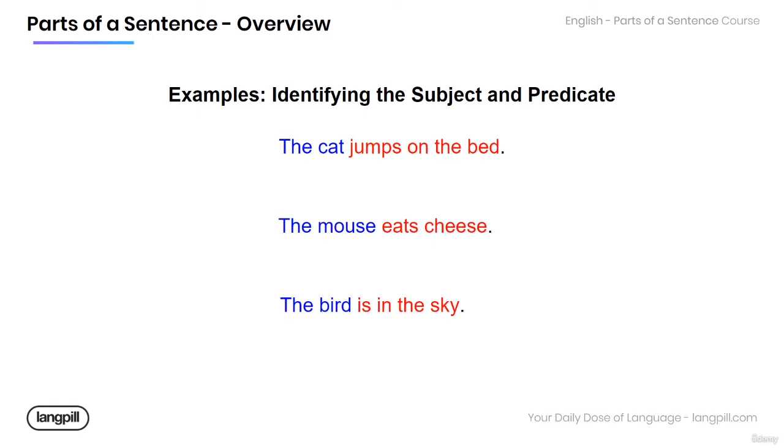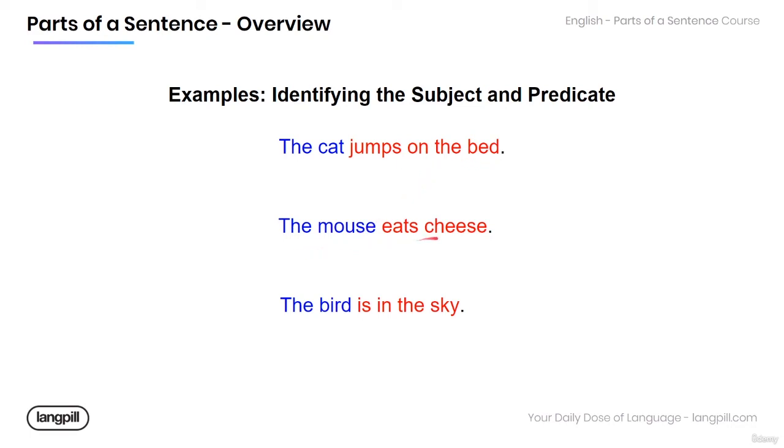So here's some examples. Let's see if we can look at these and just kind of identify the different parts. So the cat jumps on the bed. This sentence, the cat is the subject because that is who or what it is about. Where it jumps on the bed is our predicate, with jumps being the verb and the bed being the object.